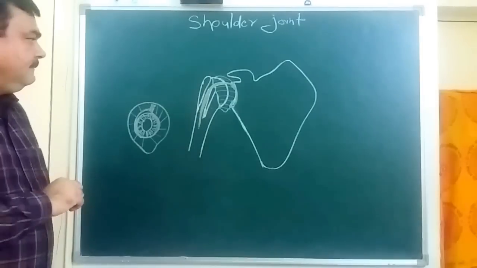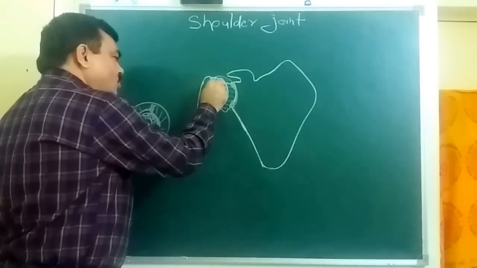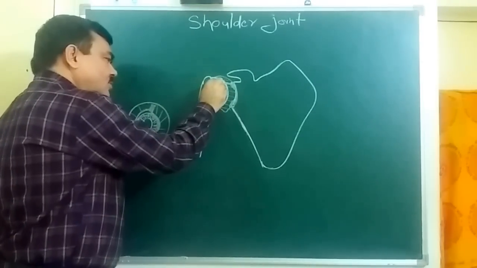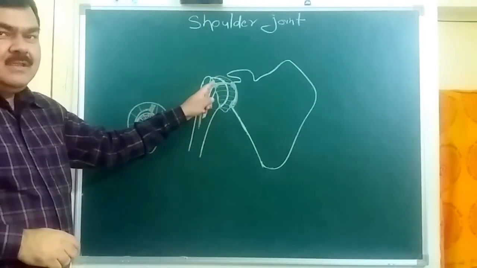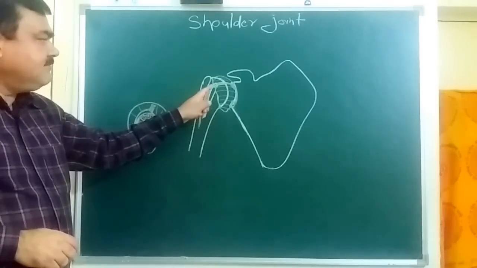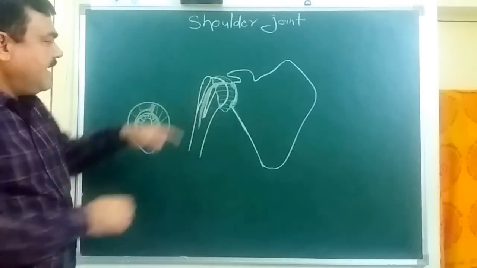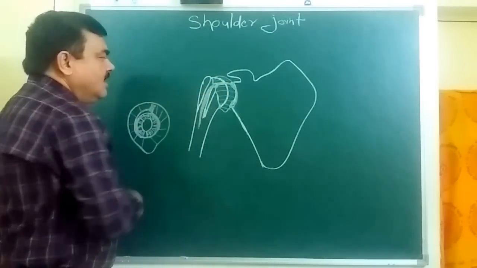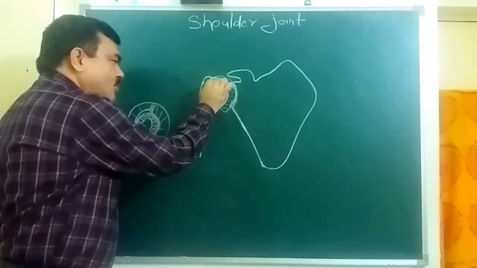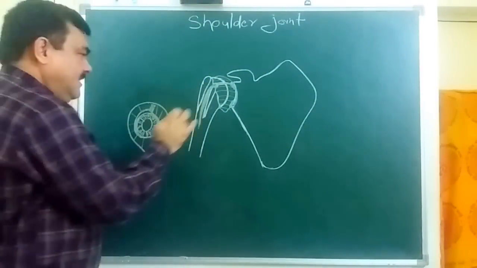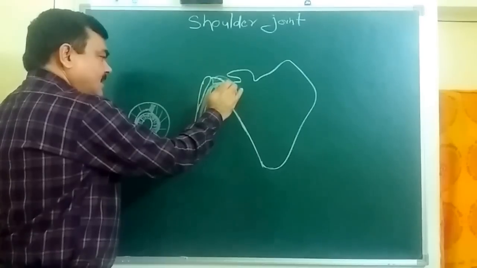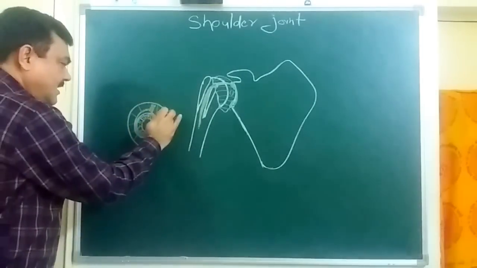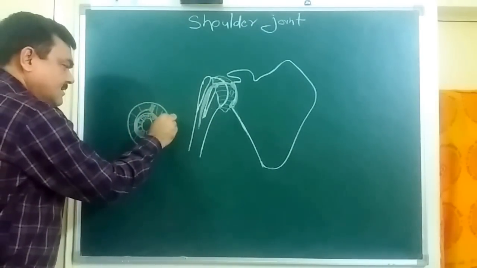And this capsule has an opening at the superolateral part. This is the superolateral part. This opening provides passage for the long head of biceps brachii. Anteriorly, here, is also another opening.